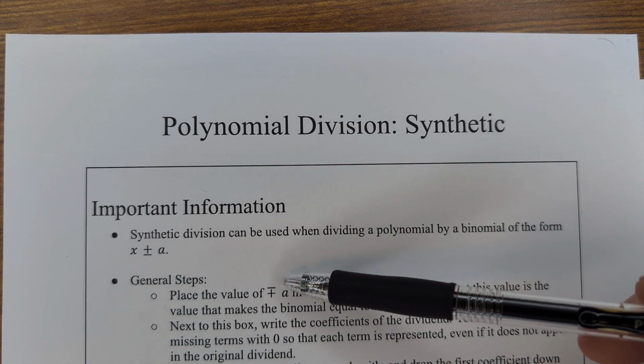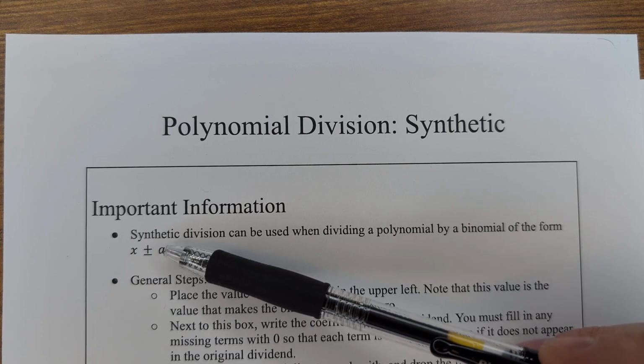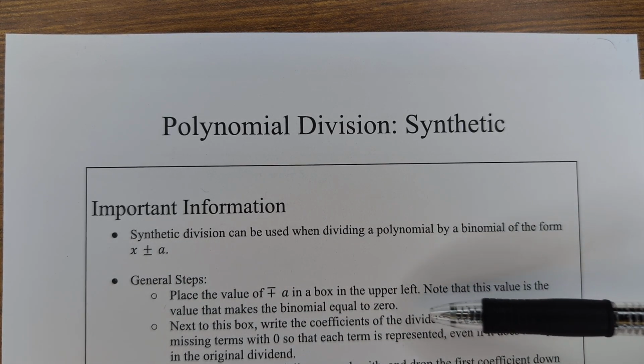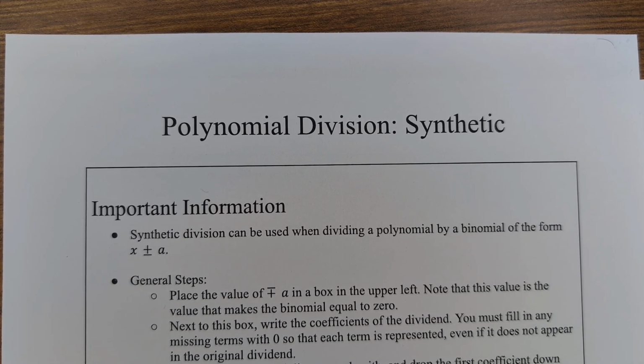We're going to place the opposite of a. So if this is x plus 2, we're going to place -2 in a box in the upper left. This value is the value that makes the binomial equal to 0. So if I have x plus 2, the value that makes that 0 is -2.